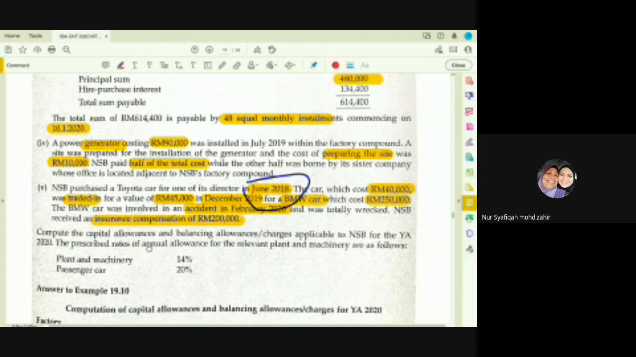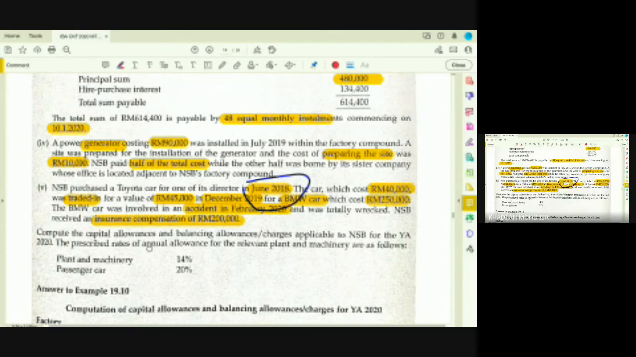Commercial justification. It means disposal within 2 years without commercial justification. The first, the Toyota car, is disposed within 2 years, but there's no commercial justification mentioned. But the BMW car is disposed within 2 years with commercial justification, in this case because of the accident. So because of that, for the Toyota you have to claw back, but for the BMW there's no clawback.